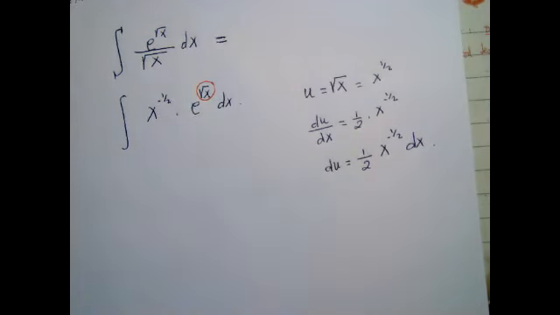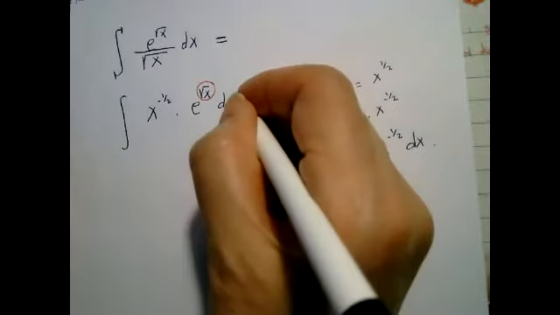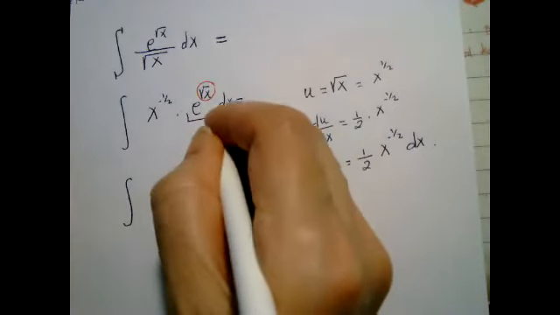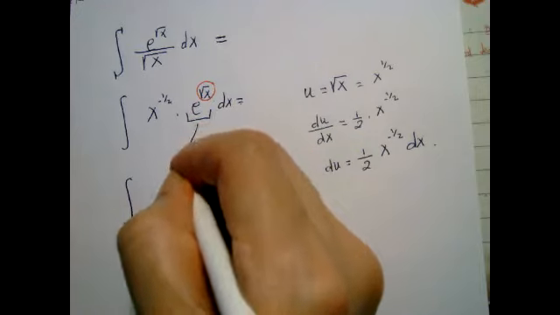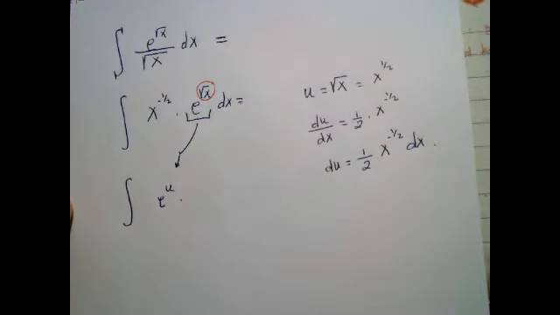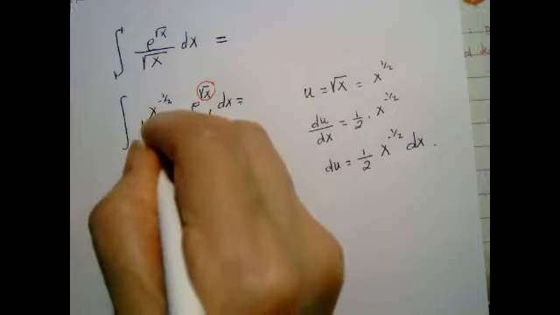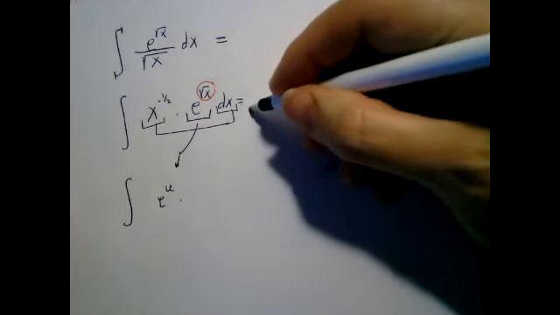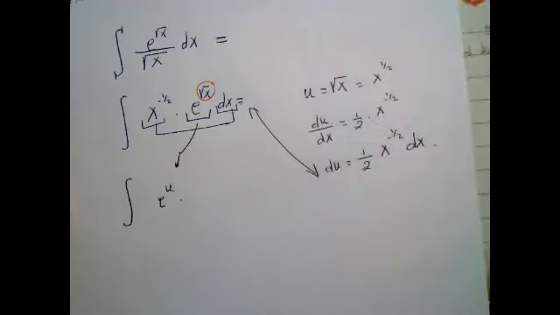Now I have to stop and go back to my original integral and see, is the picture there? So u equals what? e to the root x, that's e to the u. And now let's see what's left: x to the minus a half dx. And now I want to substitute this in terms of du.